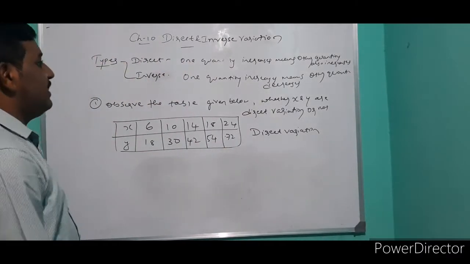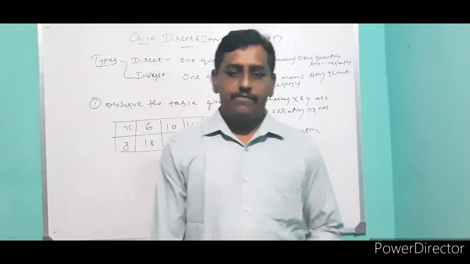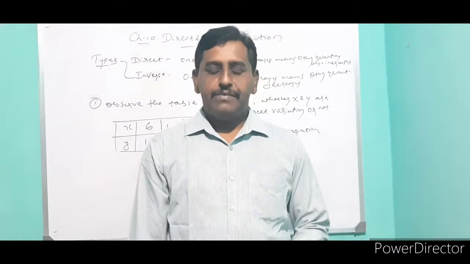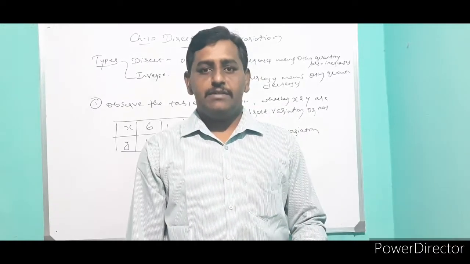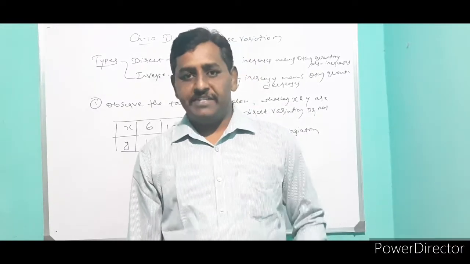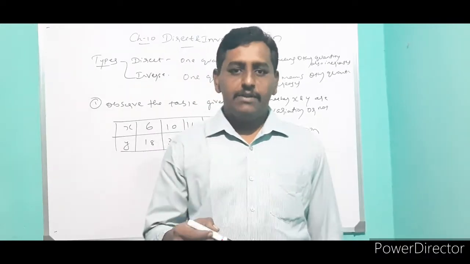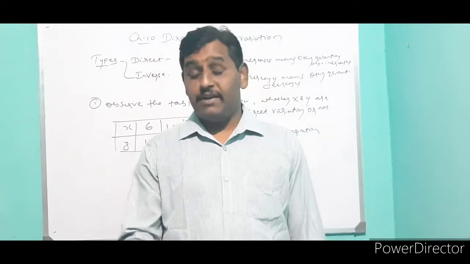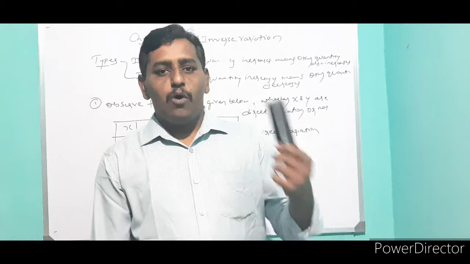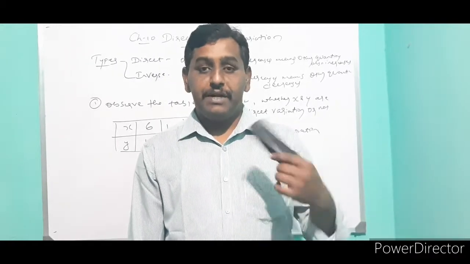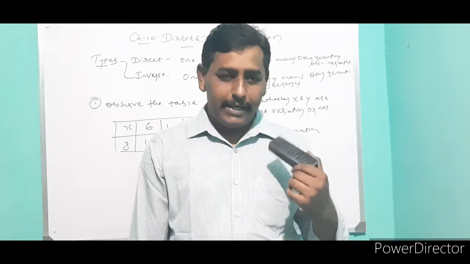So what is direct and inverse variation? Before we go to direct and inverse variation, first we learn variation. If you take two quantities, if one quantity is changing, the other quantity also changes, and this is called variation. For example, you have seen in your day-to-day life, if you put more money in the bank, you will get more interest.